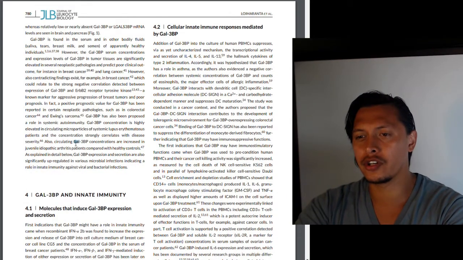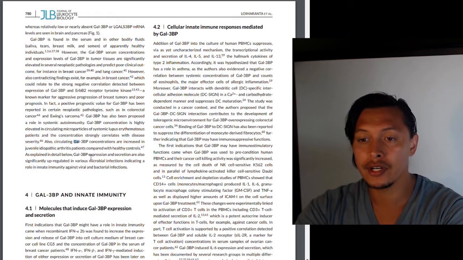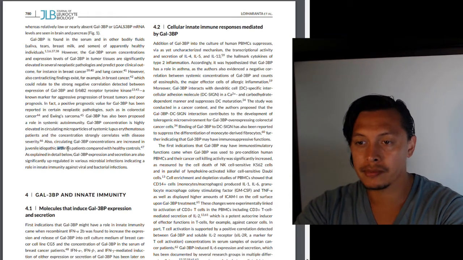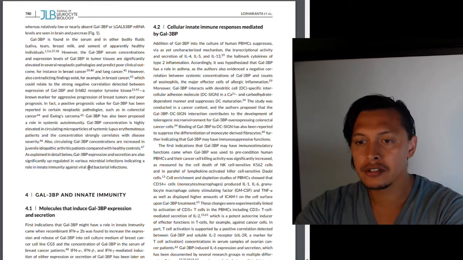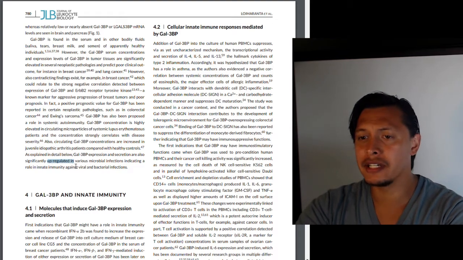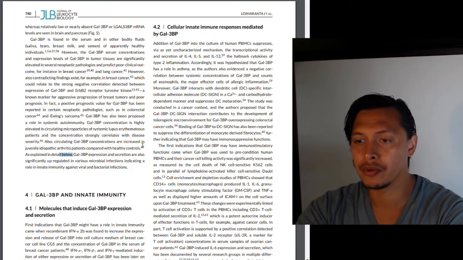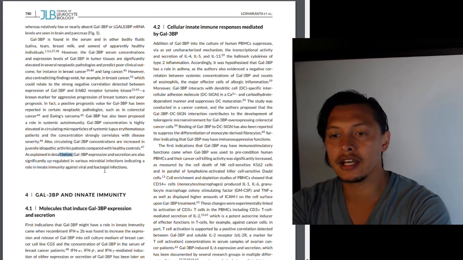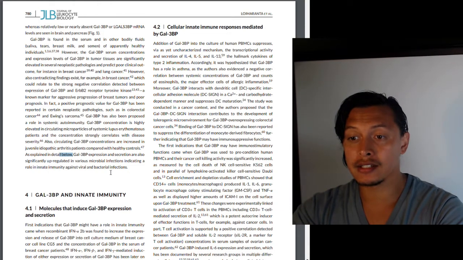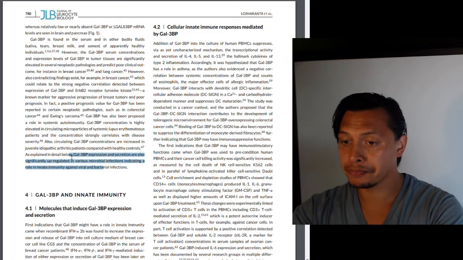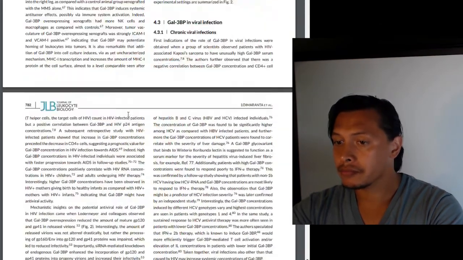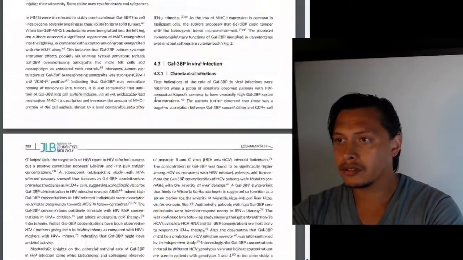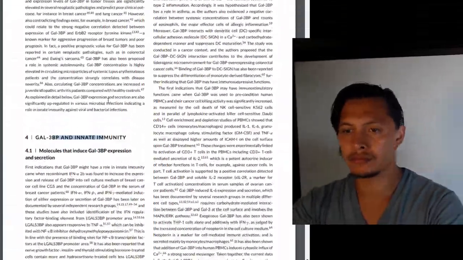Also, circulating Galectin-3 binding protein concentrations are increased in juvenile idiopathic arthritis patients compared with healthy individuals. As explained in detail below, Galectin-3 binding protein expression and secretion are also significantly upregulated in various microbial infections, indicating a role in innate immunity against viral and bacterial infections. So, Galectin-3 binding protein and innate immunity. And I'll probably be able to finish this within one video.